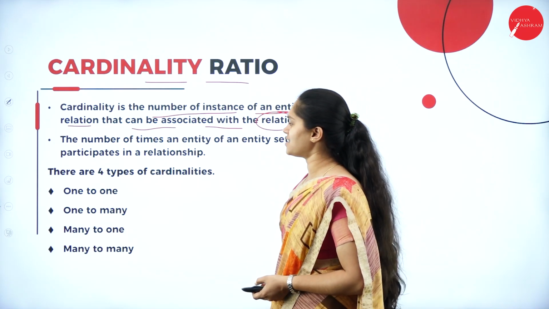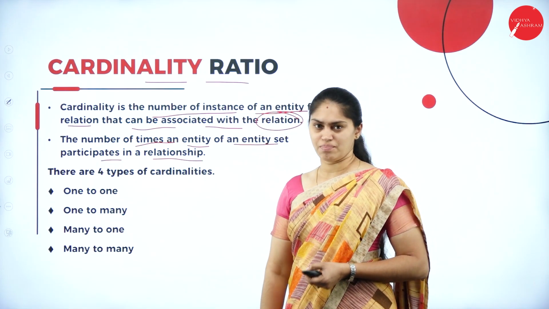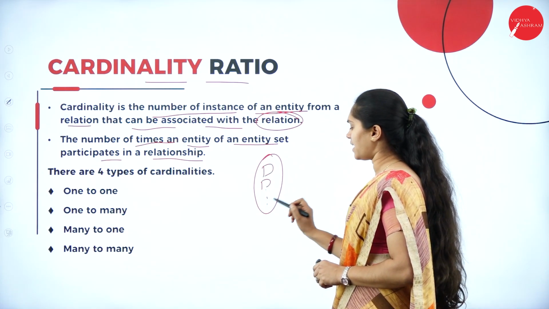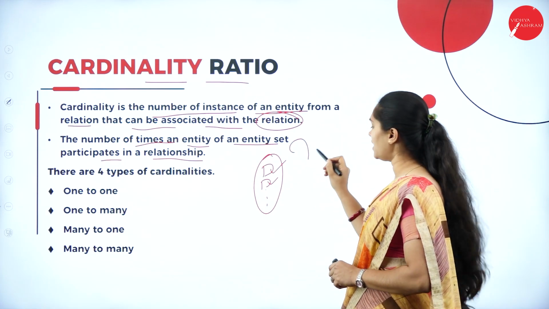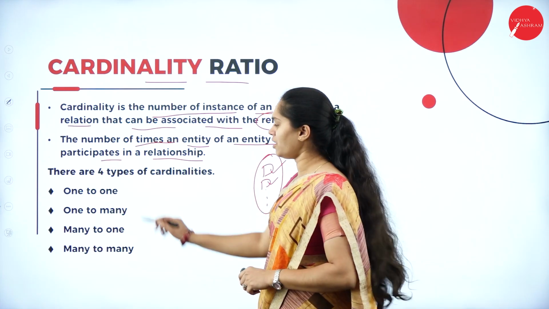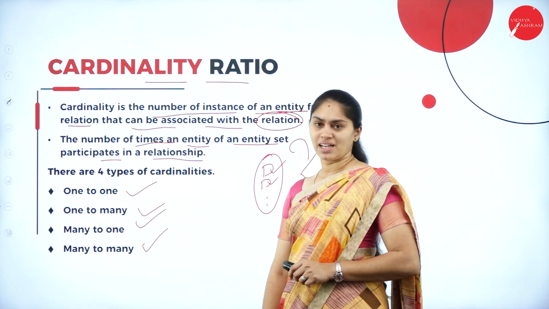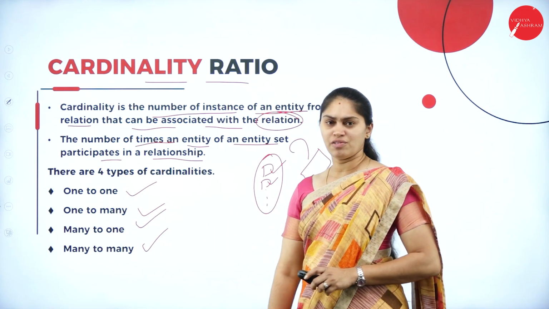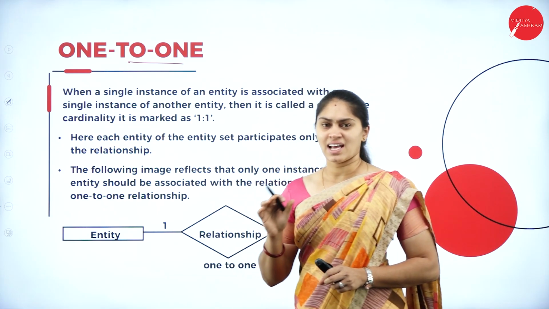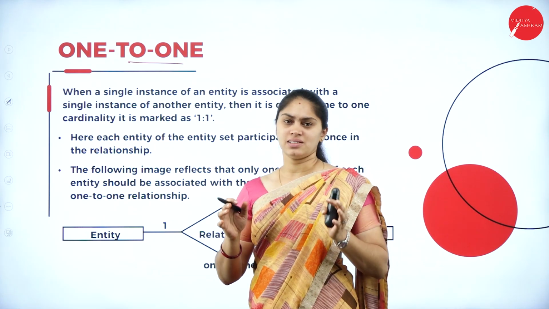And also it can be defined as the number of times an entity of an entity set participates in a relationship. You just imagine we have a certain entity set. In that I have entity 1, entity 2 like this. How many entities are participating in a relationship, that we call the cardinality ratio. That can be 1-to-1 cardinality, 1-to-many cardinality, many-to-one cardinality, and many-to-many cardinality. These are the different types of cardinalities we have. We'll see the first one, that is 1-to-1. As the name indicates, you need to imagine here we have one entity set, here we have another entity set.